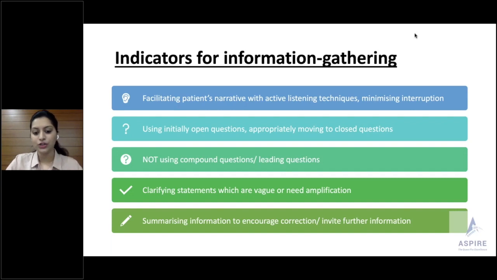So summarizing information to encourage correction or invite further information. Summarizing is the deliberate step of making an explicit verbal summary to the patient of the information gathered so far, and is one of the most important of all information gathering skills. So it is used periodically throughout the interview. It helps with two significant tasks, that is ensuring accuracy and facilitating the patient's further responses.